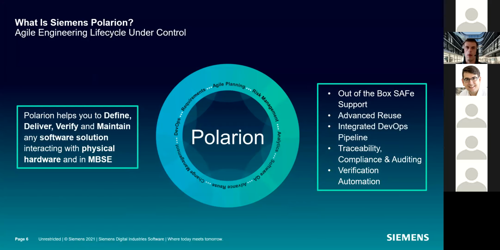That's where the Polarion plugs into the story. Polarion is here to help you define, deliver, verify, and maintain software solutions, either interacting with the physical hardware or within the context of the MBSE, of the models and the simulations here. Polarion brings a couple of other tool chains that can help you leverage agile workflow and software development processes, and maintain them at scale with full traceability.